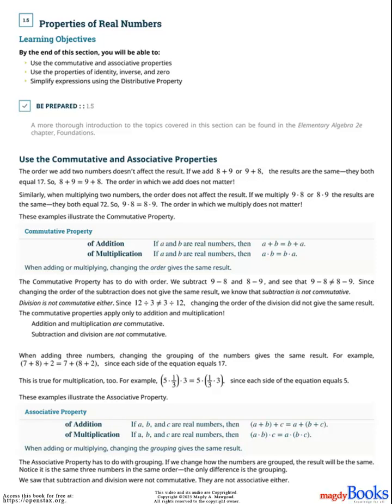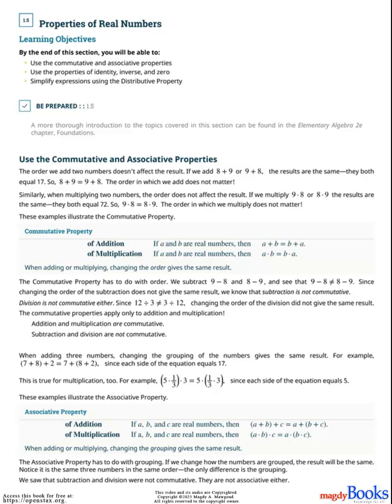Be prepared 1.5. A more thorough introduction to the topics covered in this section can be found in the Elementary Algebra 2E, Chapter Foundations. 1.5.1. Use the commutative and associative properties.